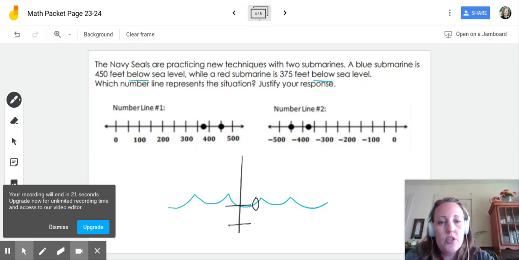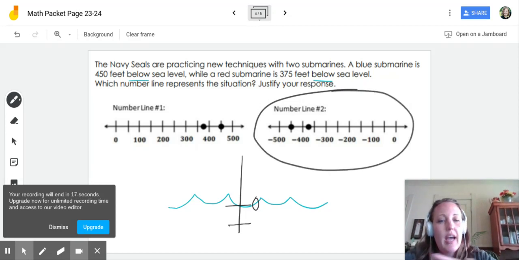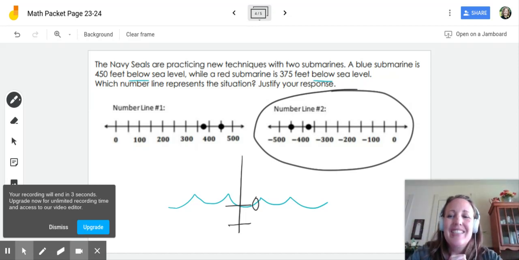So we need to choose number line 2 right here that has negative values for -375 and a negative value for -450, which is below sea level. Woohoo! We did great. Have a great day.